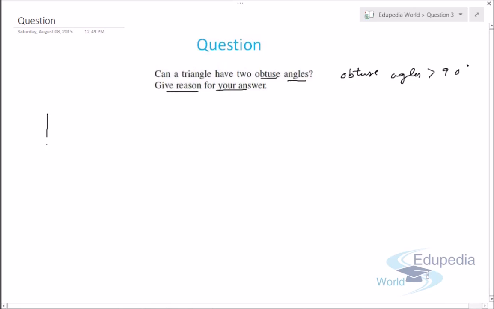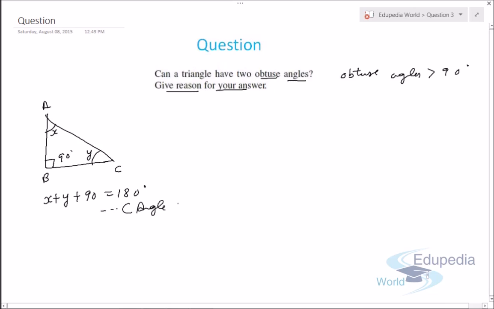So let's first draw a right angle triangle for this. Suppose this is a right angle triangle ABC, right angled at B, so let it be 90 degree. Now if this is a right angle triangle, and if we take this angle as x and this angle as y, now if we take the sum of angles of a triangle, means x plus y plus 90 should be equal to 180 degree. Means we can say it's the angle sum property, right?